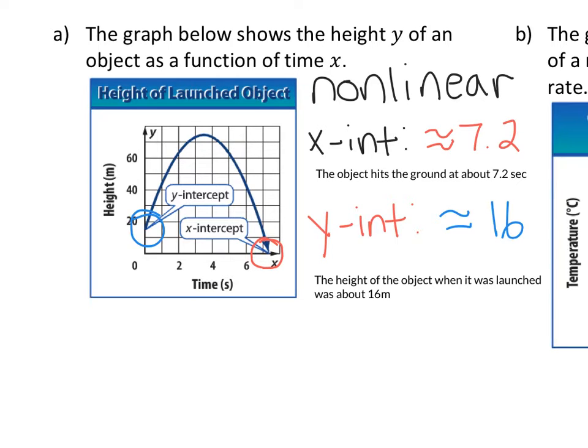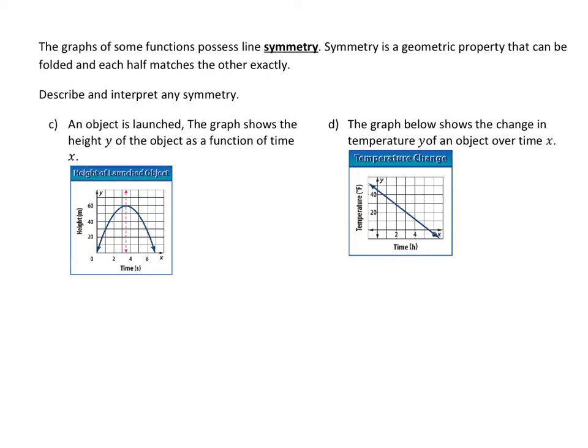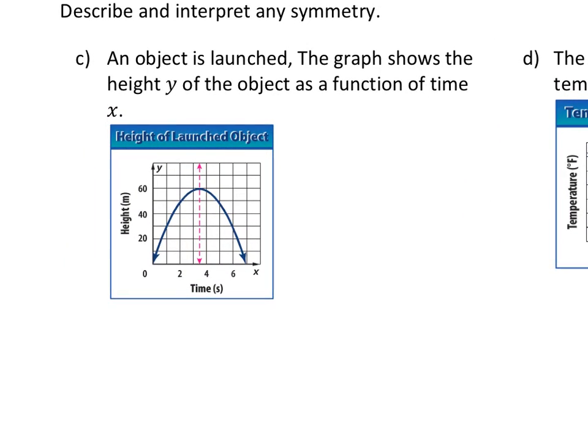Go ahead and try letter B. The graphs of some functions possess line symmetry. Symmetry is a geometric property where a graph can be folded and each half matches the other exactly. Describe and interpret any symmetry. Letter C. An object is launched. The graph shows the height y of the object as a function of time x.